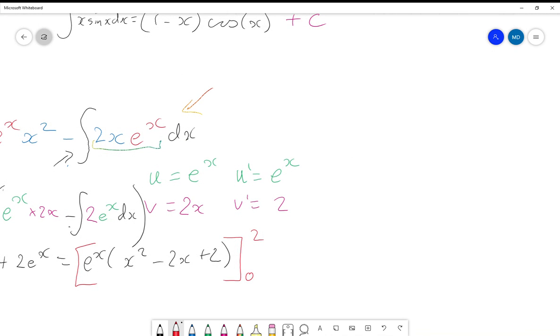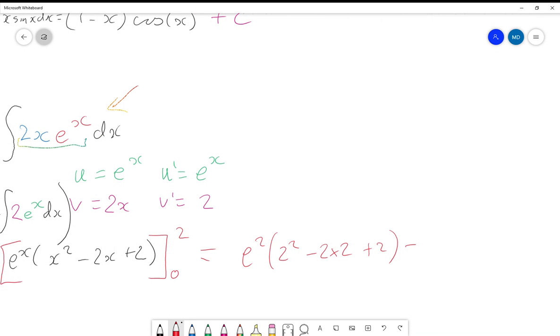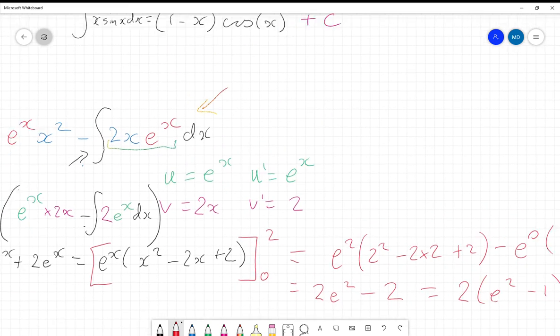And that will give me e to the 2 times 2 squared minus 2 times 2 plus 2, minus e to the 0 times 0 minus 0 plus 2. And that's going to be equal to, well, 2 squared is 4, minus 4, we get 2, so that's 2 lots of e to the 2. E to the 0 is 1 times 2 minus 2, and we get 2 lots of e squared minus 1. And so our integral is 2 lots of e squared minus 1 in this case.